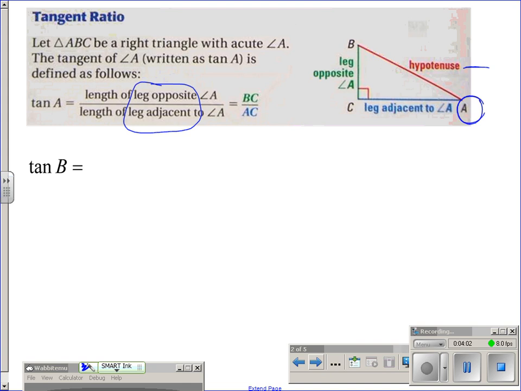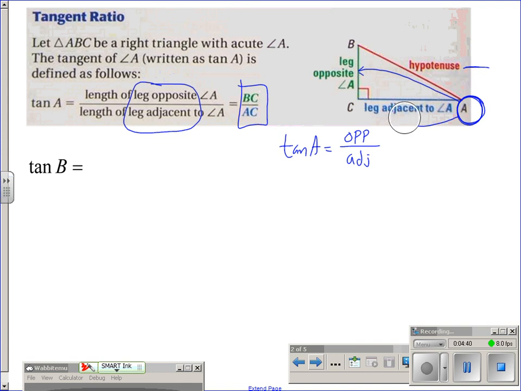So if we're looking at angle A here, across from it is the opposite leg. Right next to it is the adjacent leg. So this tangent ratio is always the same ratio. Tangent of an angle is always the opposite leg divided by the adjacent leg. Always. As long as you got a right triangle, it's always that ratio of those two sides. So as you can see in this picture, it would be the length of BC divided by the length of AC.